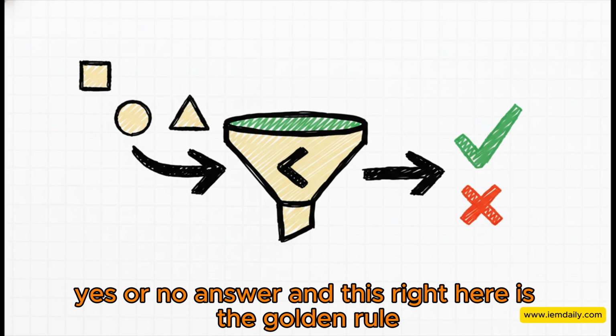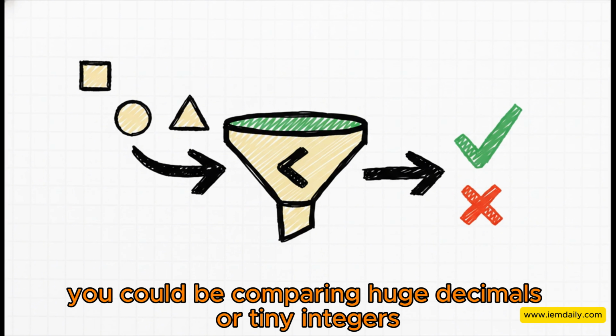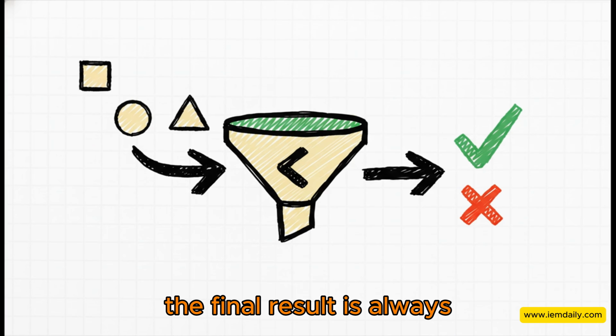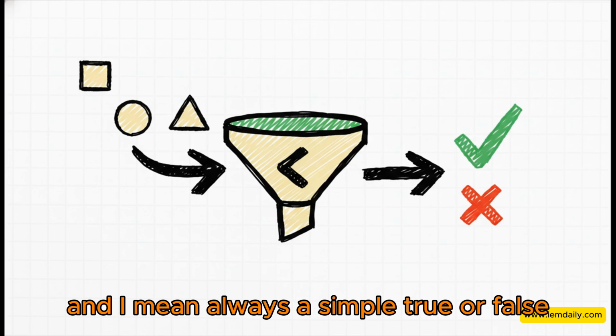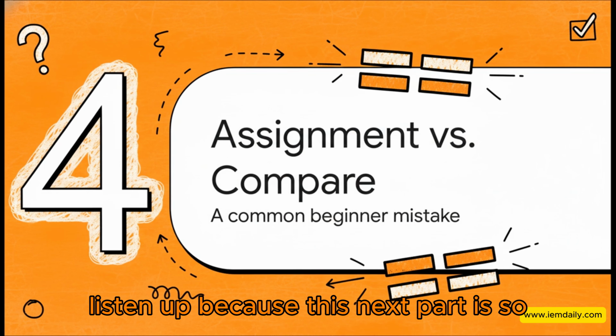And this right here is the golden rule. It doesn't matter how complicated the numbers are. You could be comparing huge decimals or tiny integers. When you use a relational operator, the final result is always, and I mean always, a simple true or false. So, is 5 less than 6? True. Is 100 equal to 99? False. Simple as that.